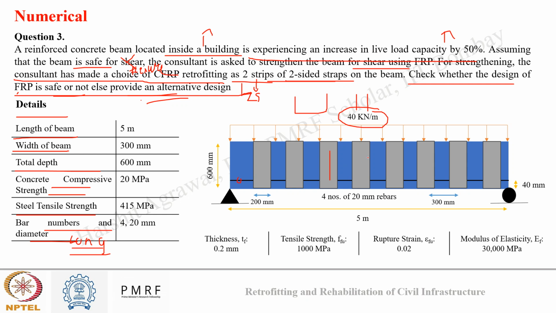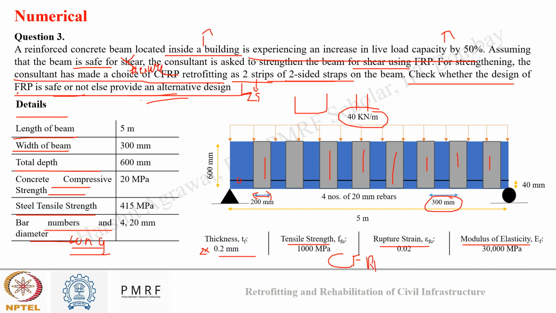This is the assembly, so I need to provide two-sided plates. This is my plate thickness that I have mentioned, 200 mm, and spacing between plates is 300 mm. This is chosen by the consultant. There are total two strips like this, one over the other. So total thickness of each plate is 0.2 times 2. And tensile strength, rupture strain, and modulus of elasticity for CFRP we know.